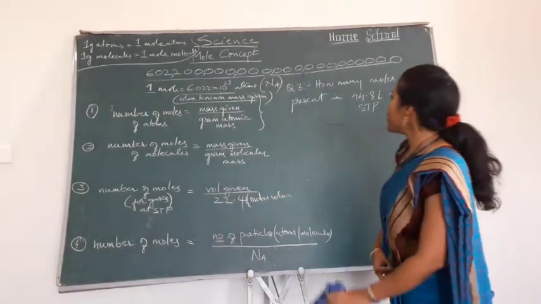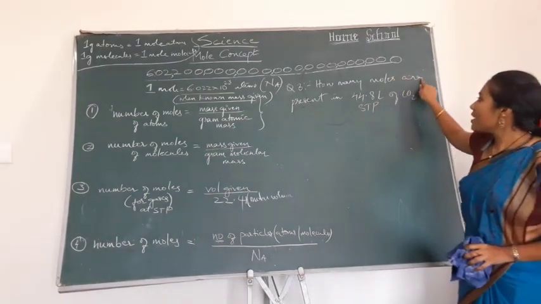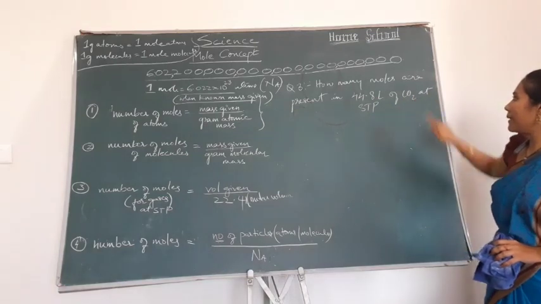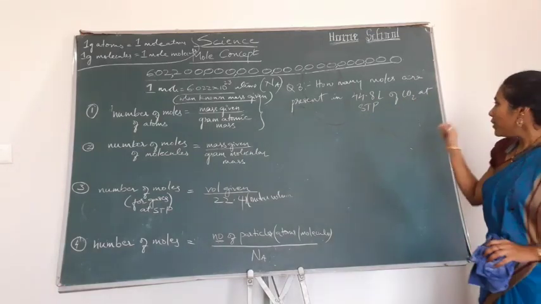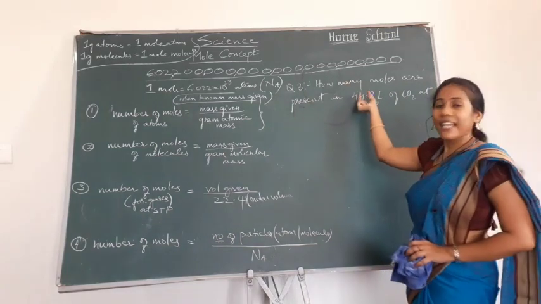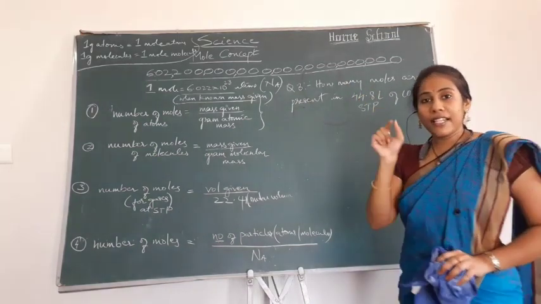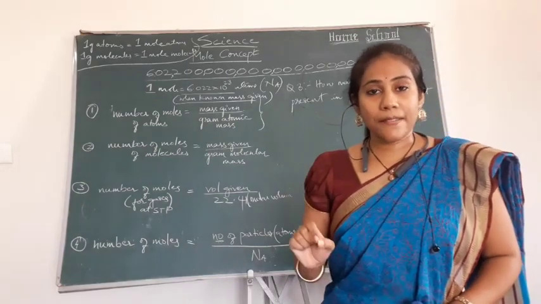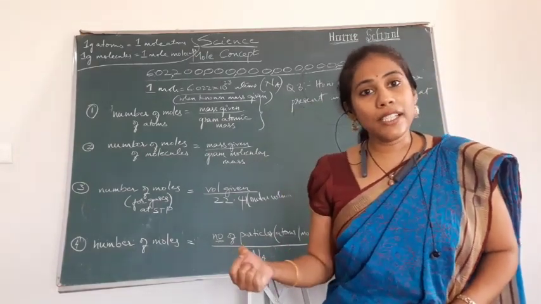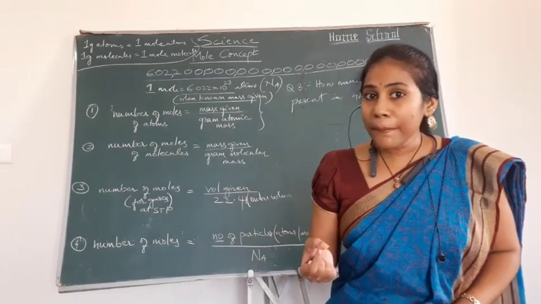So the third question is, how many moles are present in 44.8 liters of carbon dioxide at STP? They have given a volume. Clearly observe the question, they have given a volume and it is relating to a particular gas. So when volume is given and they are asking about a gas, you have to calculate the number of moles.